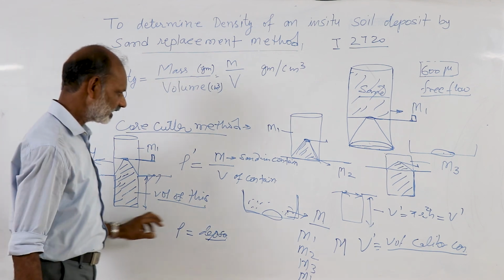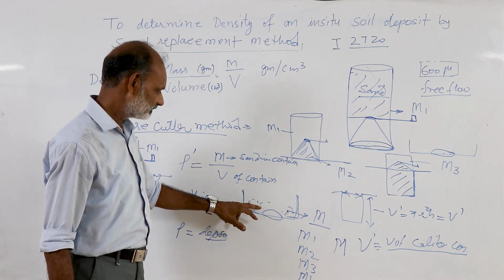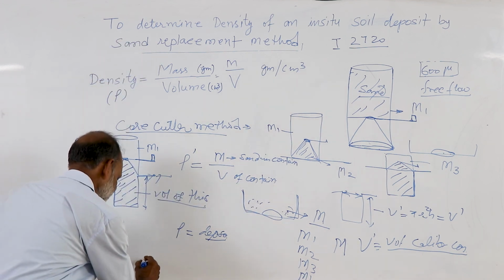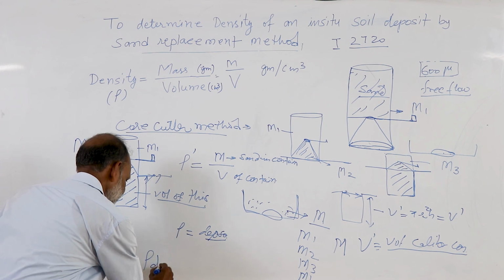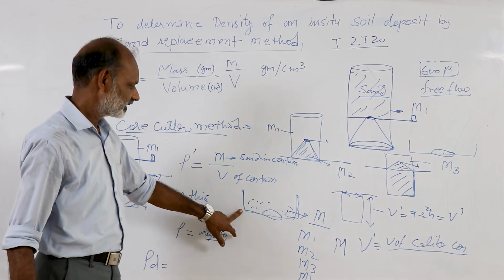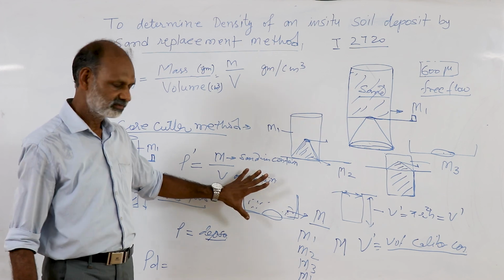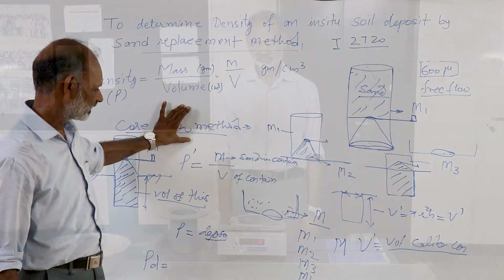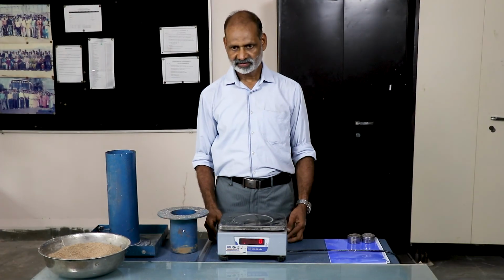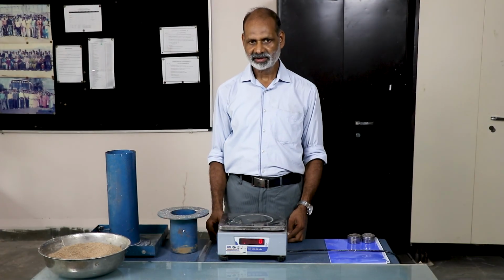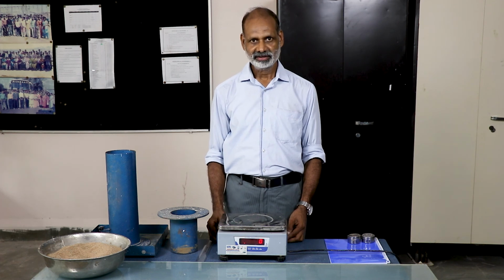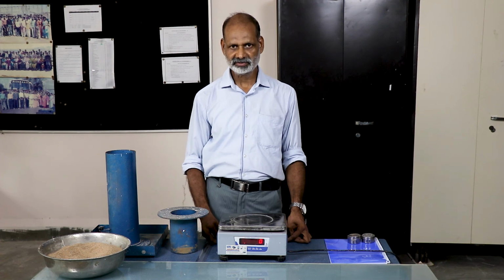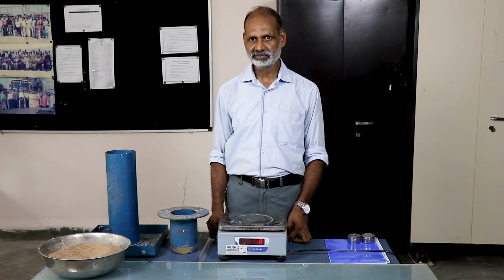Also, we determine the water content of the soil to determine the dry density, rho D. Water content of the sample is determined by the oven drying method. We have already discussed this in other tests. So this is the practical for determining the in situ density of a soil sample, a disturbed sample, by the sand replacement method.